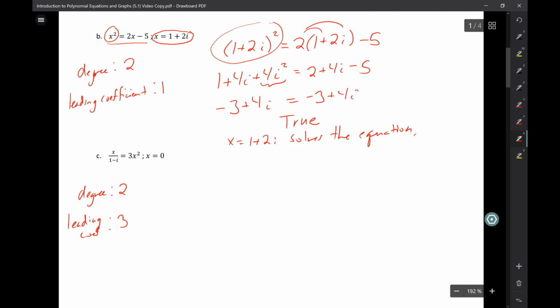And now we want to see if x equals 0 solves the equation. So everywhere we see an x, we put in 0. So 0 over 1 minus i equals 3 times 0 squared. But 0 divided by anything is still 0, and that's equal to 3 times 0 squared, which is 0. That's also true. Therefore, x equals 0 solves the equation.